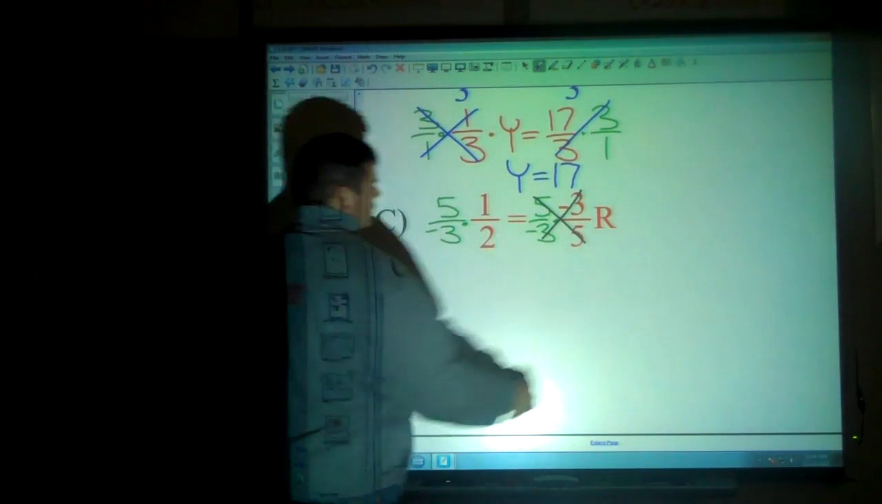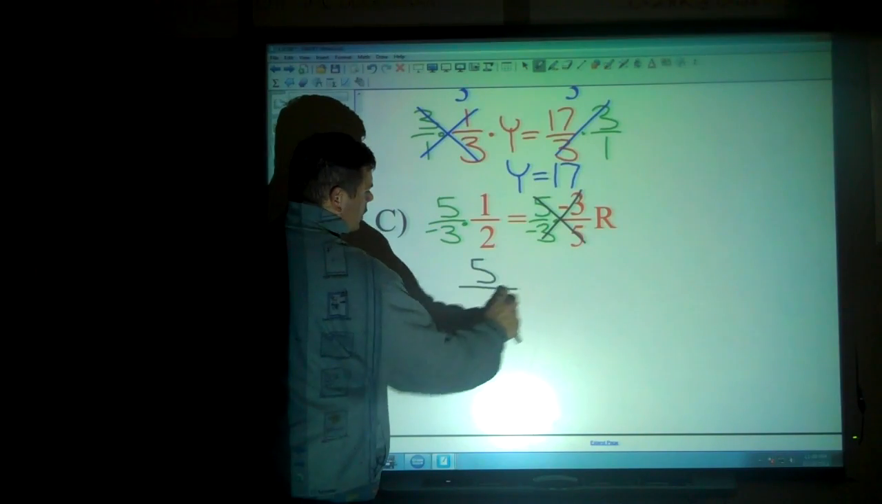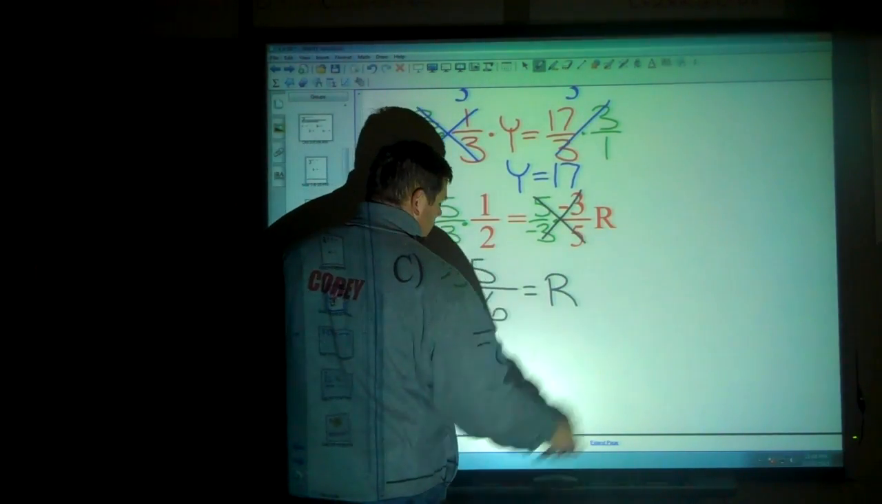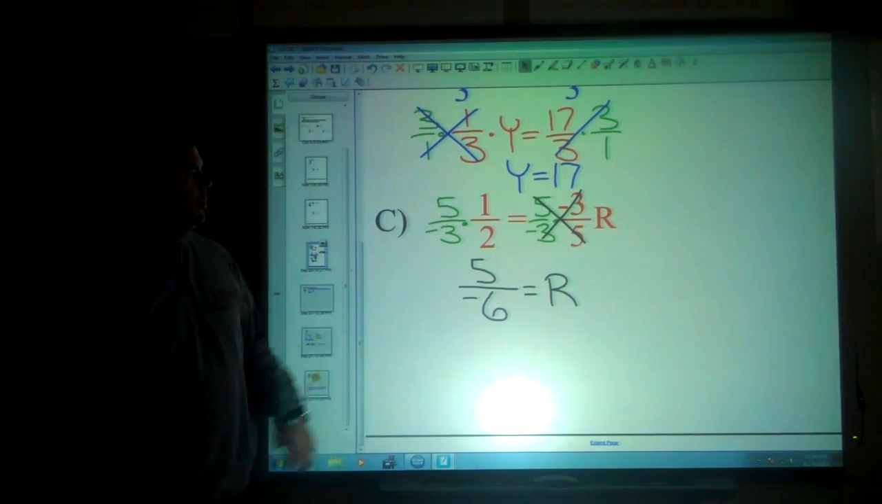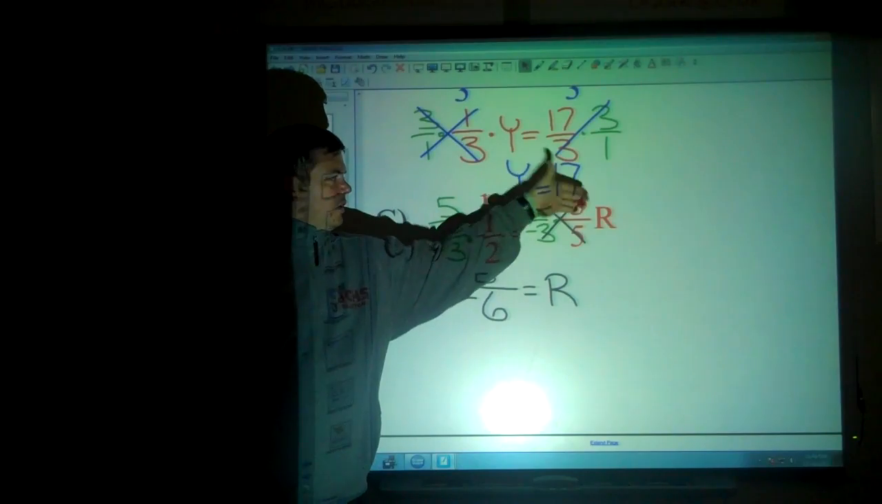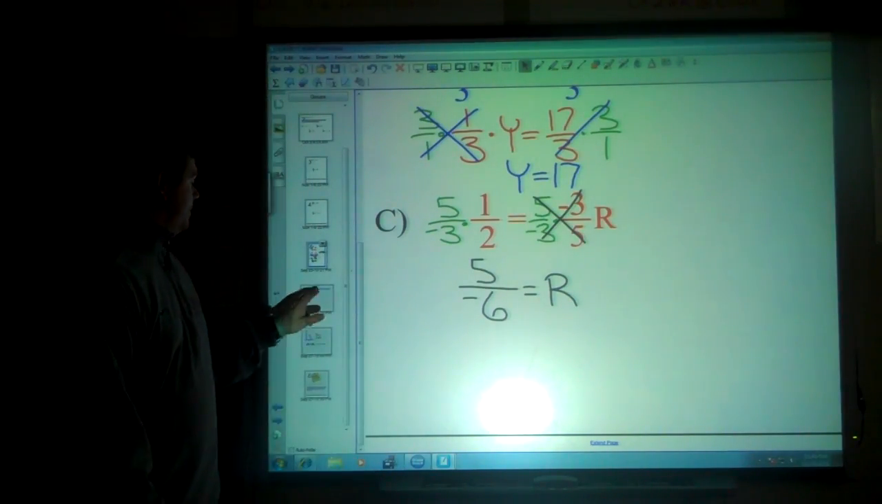They cancel, 5. Don't add these together. Over negative 6 is equal to r. Inverse operation. You must do whatever it takes to do the opposite of what's there to get the variable to be alone.